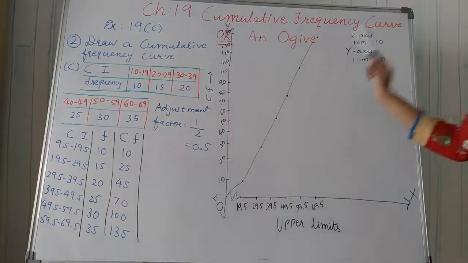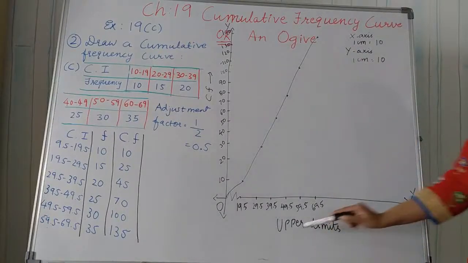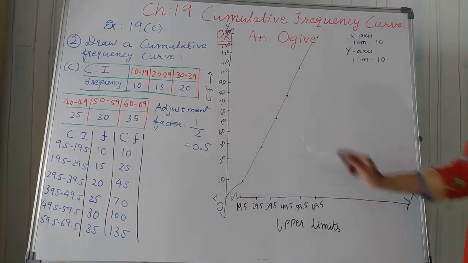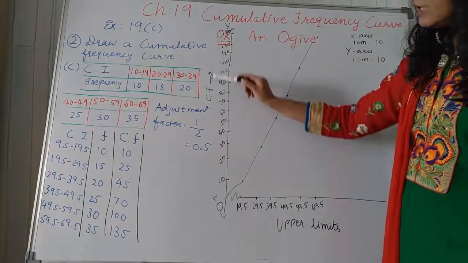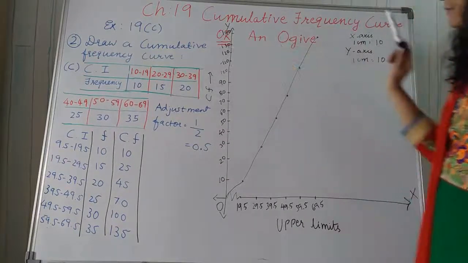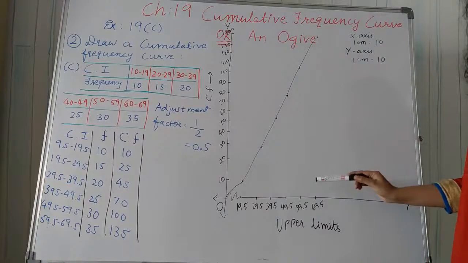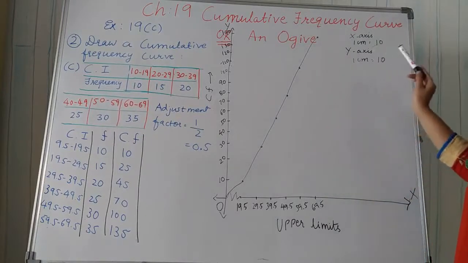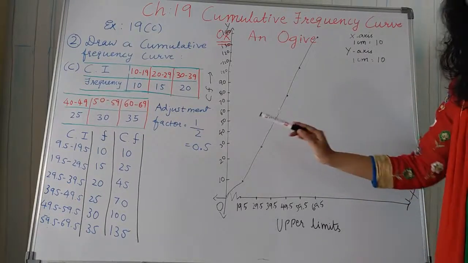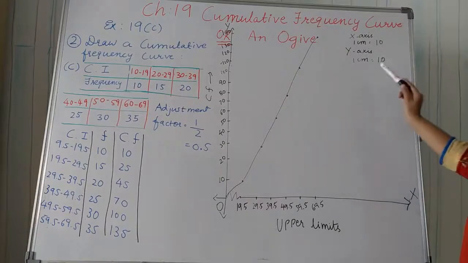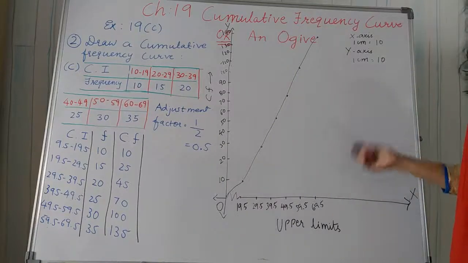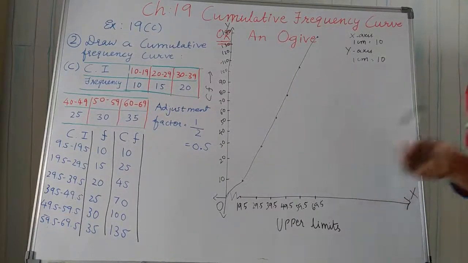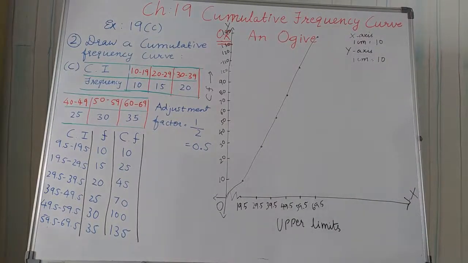Always by drawing an ogive, we have to take upper limits on the x-axis and cumulative frequency or CF on the y-axis. Students, you can choose your own scales on the x-axis and y-axis. It is not compulsory to take the same. You can choose your own, but it should be correct at all times.